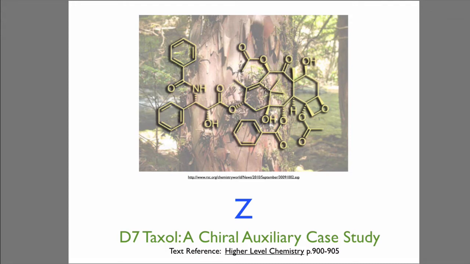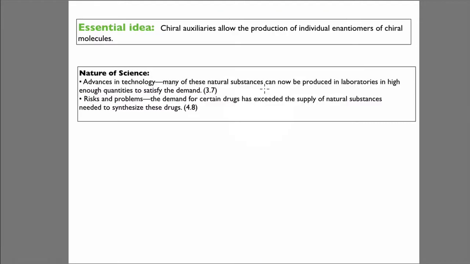Medicinal chemistry HL2. Taxol, a chiral auxiliary case study. Essential idea: chiral auxiliaries allow the production of individual enantiomers of chiral molecules. Nature of science: advances in technology.